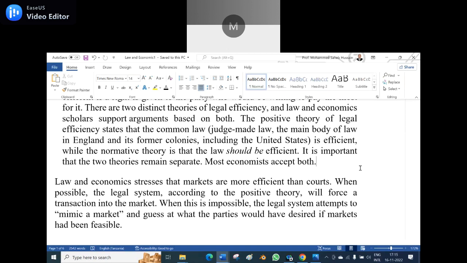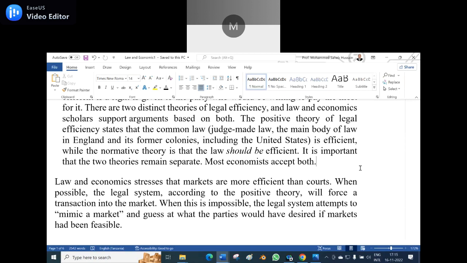What is the positive theory? The positive theory of legal efficiency states that common law. What is common law? If you know it, you tell me. If you don't know it, you say pass on. It is written there in the parenthesis. Common law is nothing but the judgment law. Common law is nothing but based on the usage and customs.